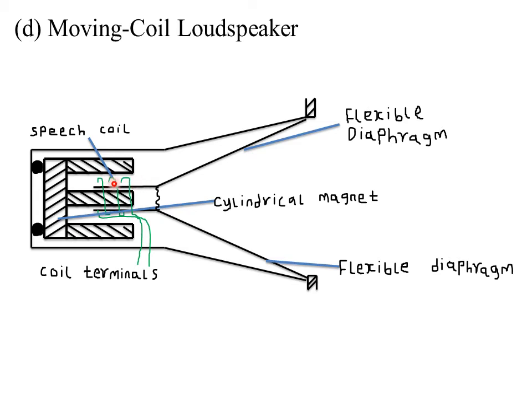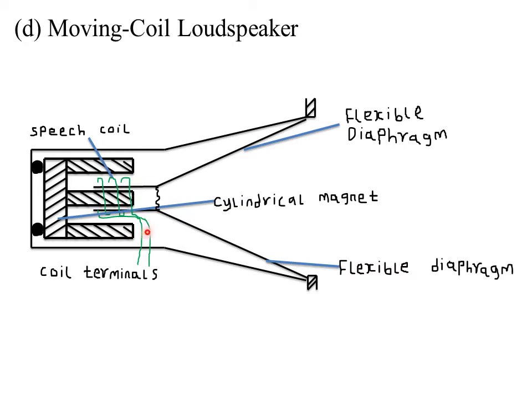So according to Fleming's left-hand rule, the thumb will always indicate the direction of motion of the coil. So suppose this was the north pole, then it means the magnetic field is moving from this direction downwards. Then suppose maybe the current was entering through this particular direction, then of course you can align your first finger along the direction of the magnetic field. Then you also align your second finger alongside the direction of the current. Then observe the direction of your thumb. The direction of your thumb will indicate the direction of motion of our conductor.